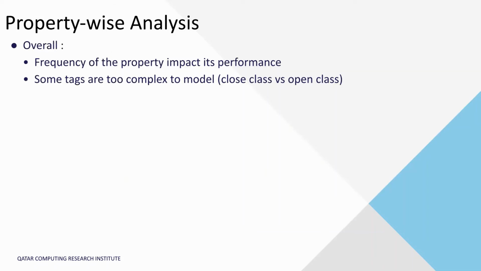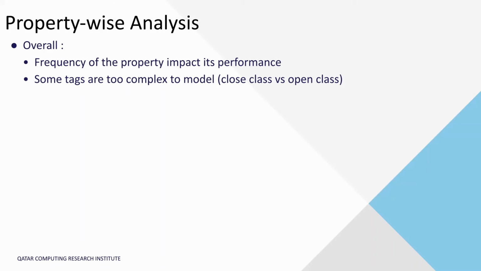So this is in sum for the property-wise. We can see that the frequency of a property surely impacts the performance, and also some tags are very complex, for example the closed class, because they are limited and their usage is sometimes very polysemous. It's not like, for example, nouns. Nouns are well defined, and they do have their own usage.